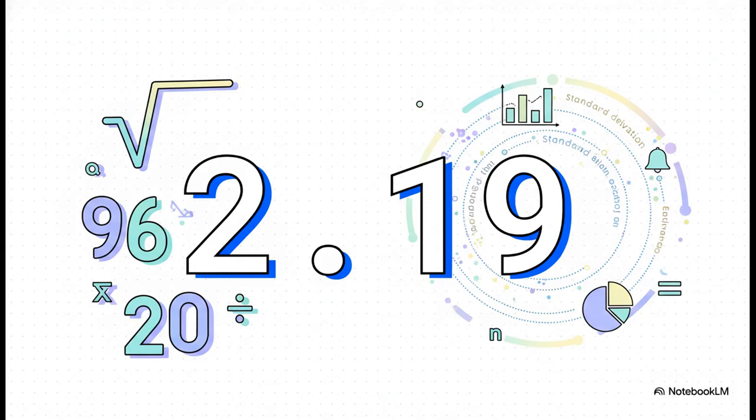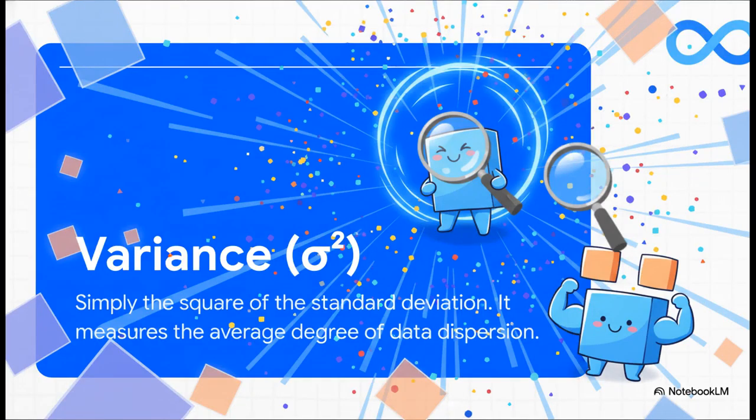Okay, this is the home stretch for this calculation. We take that total, 96, divided by our 20 students, and then we take the square root of that whole thing. And that gives us our standard deviation, roughly 2.19. And you know what? That leads us straight into variance, which is actually super easy. It's just another way to look at the spread, and it's literally just the standard deviation squared.